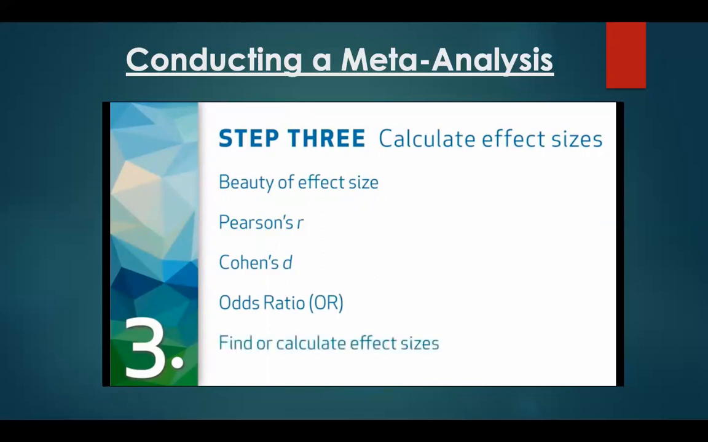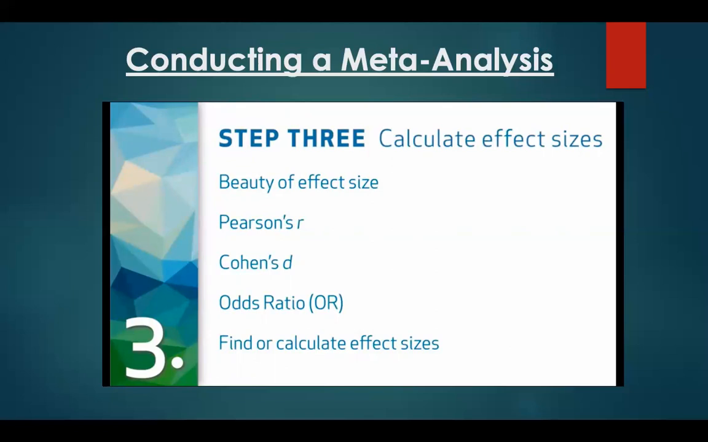Once you've chosen an effect size measurement appropriate for your study and research questions, it's time to find or calculate the effect sizes. Now, you may have studies that report effect sizes in your desired measurement, say Pearson's r or Cohen's d. Let's say that we've selected Pearson's r as our desired effect size measurement. We would then go to each study and look for r coefficients for each effect we're including in our meta-analysis.